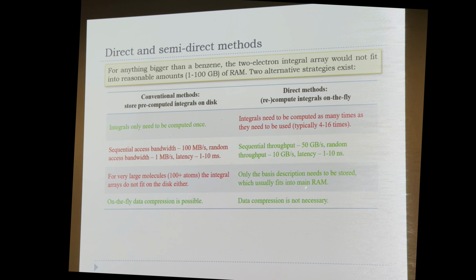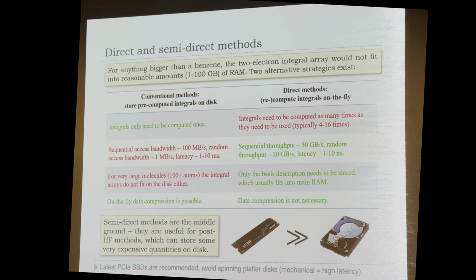And so then we only need to store the basis description, which usually fits into the main RAM. Compression is not needed, but of course we would then have to form these integrals several times, because they might be necessary several times. Most packages that you will be using now in 2024 all default to the fully direct methods, unless there are some seriously complicated quantities in the post-Hartree-Fock methods, which we will look at later in the lecture. There are semi-direct methods which recompute the cheap integrals and store the expensive integrals on disk.